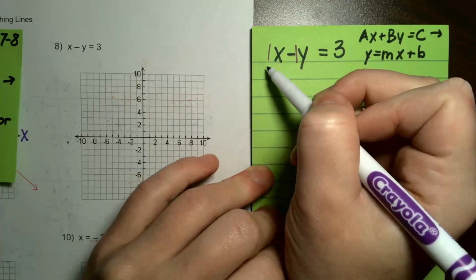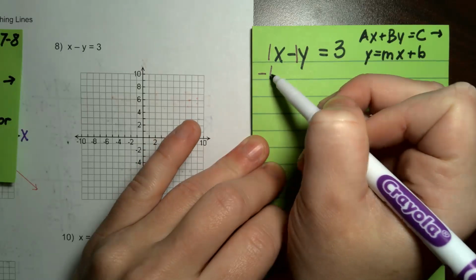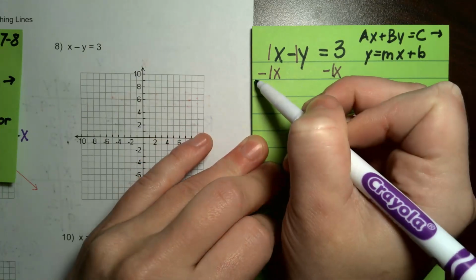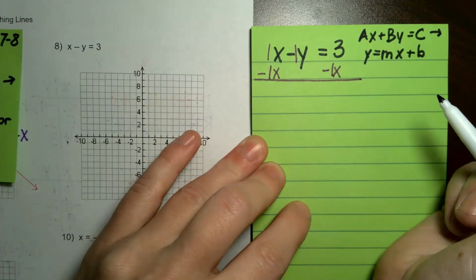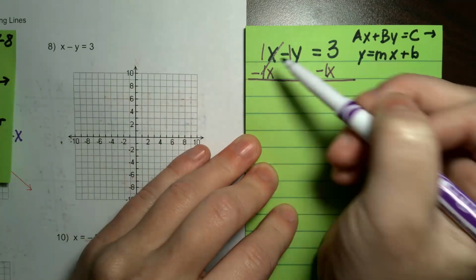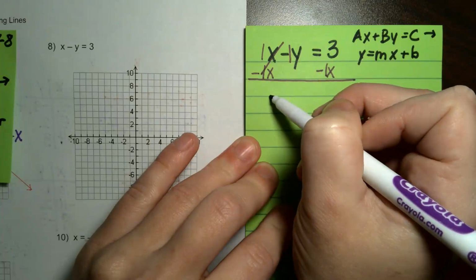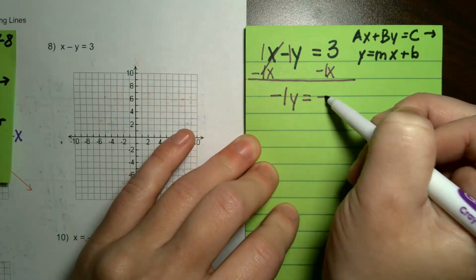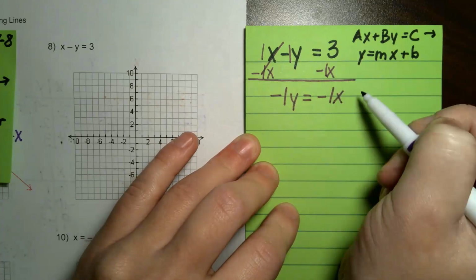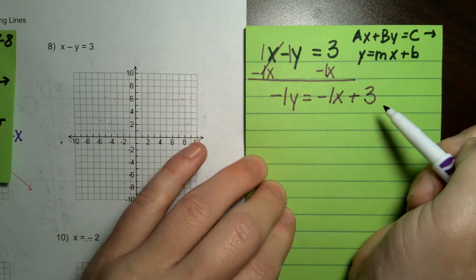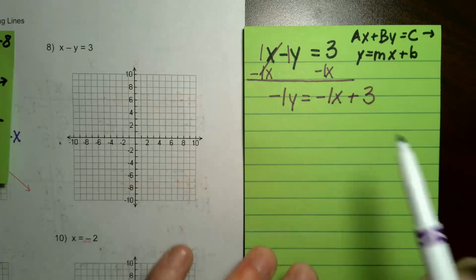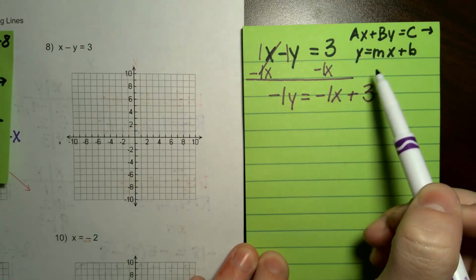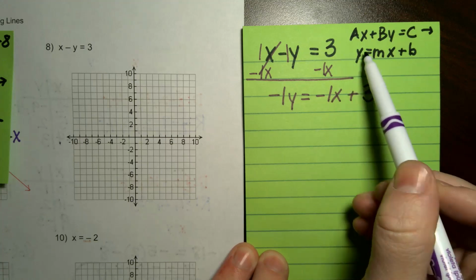We're just going to subtract 1x so that we can move our x to the other side of the equation. All right. That gets rid of my x's on this side. And now we're left with negative 1y equals negative 1x plus 3. Okay, we're almost there. We have a negative 1y, but we need to just have y.